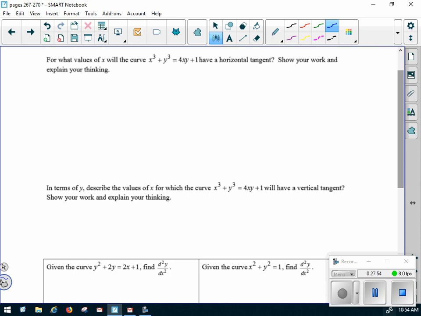For what values of x will that curve have a horizontal tangent? What does it mean to have a horizontal tangent? What's zero, the derivative or the slope? So I have to find a slope of zero. That's the question. When do I have a slope of zero? So what do I have to do? Set the derivative equal to zero, right. So let's find the derivative.